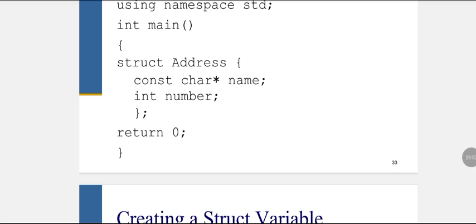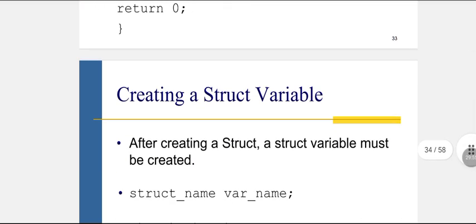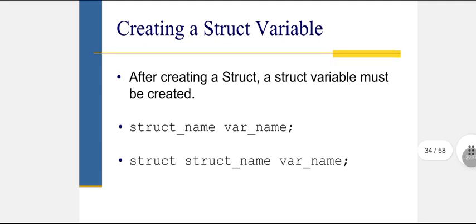Now we'll be moving to creating a struct variable. After creating a struct, a struct variable must be created. You can see the example at the bottom. You have the struct name and the variable name. The second one, you have the struct name and the variable name. So this is simply how the struct variable must be created.